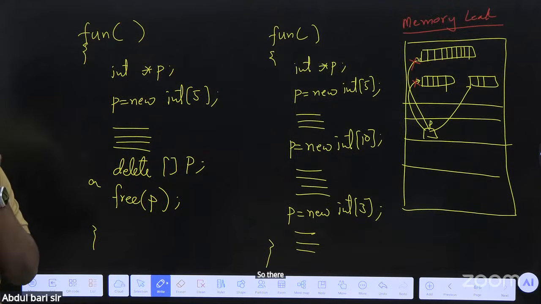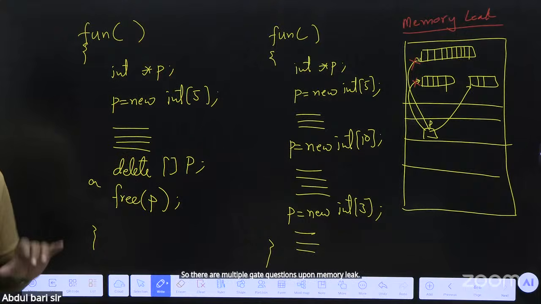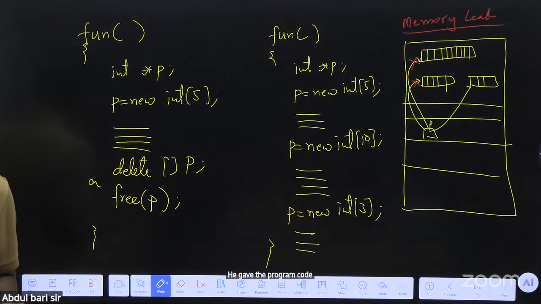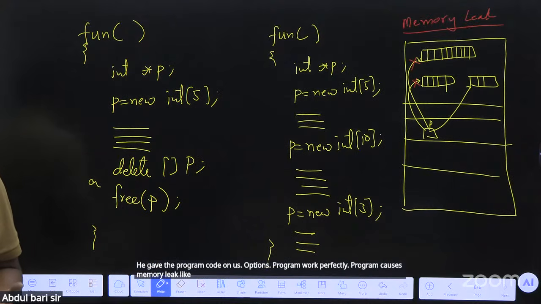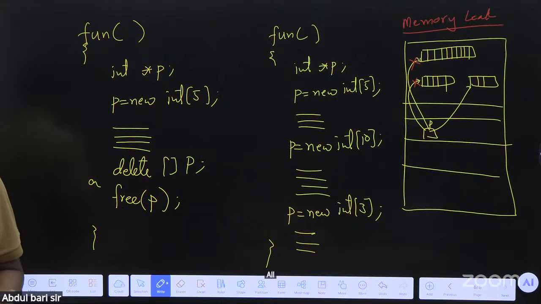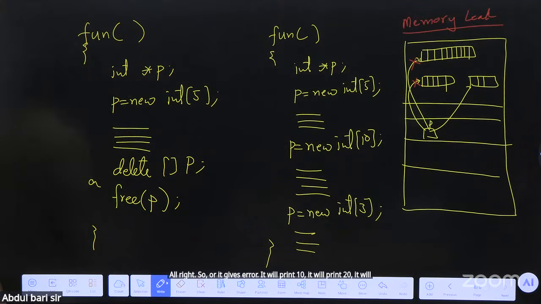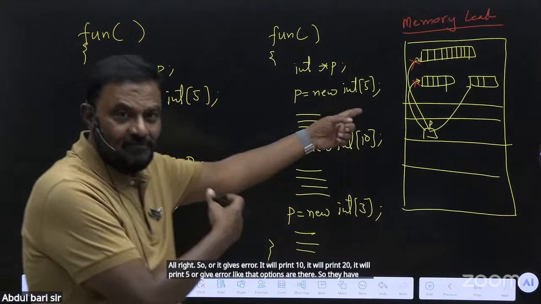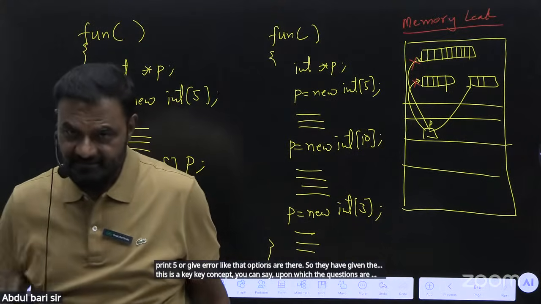So there are multiple GATE questions upon memory leak. He gave the program code and asked options: program works perfectly, program causes memory leak, or it gives error. It will print 10, it will print 20, it will print 5, or give error. Like that, options are there. So this is a key concept, you can say, upon which questions are asked. Memory leak. Okay.